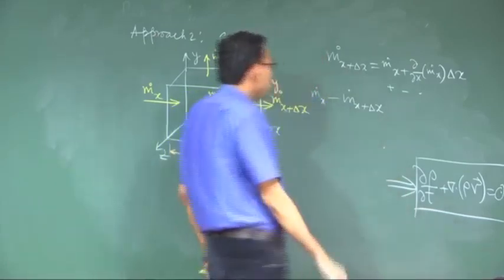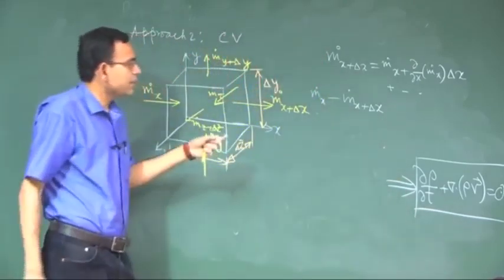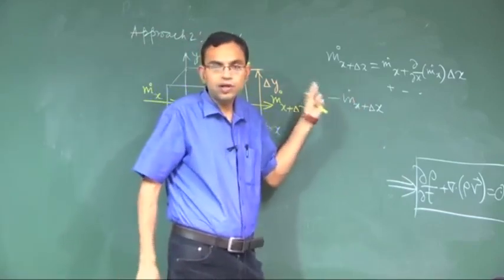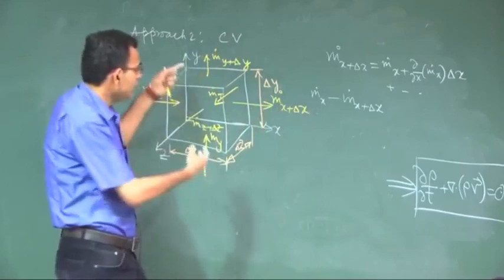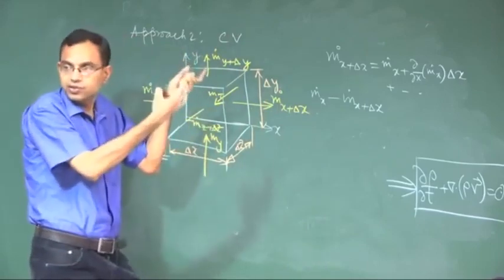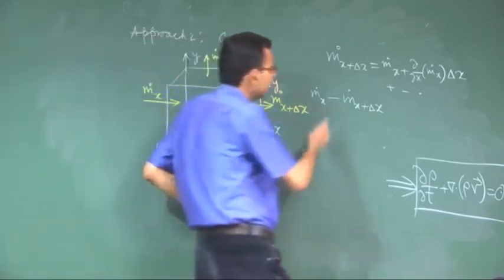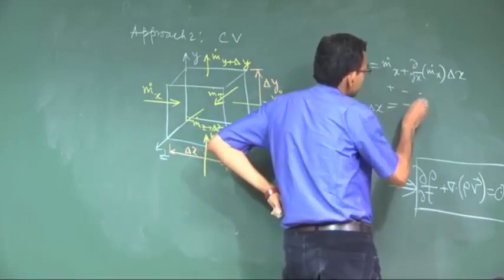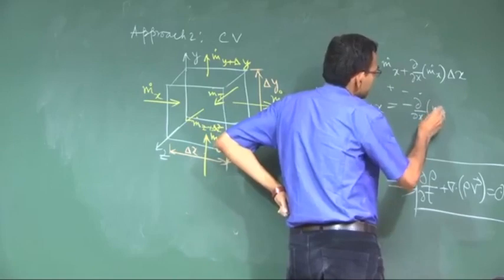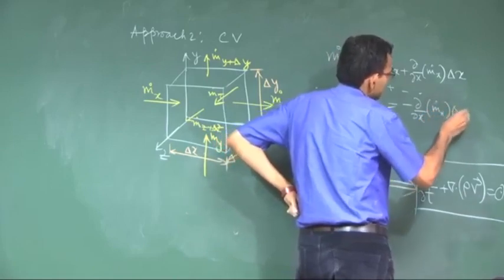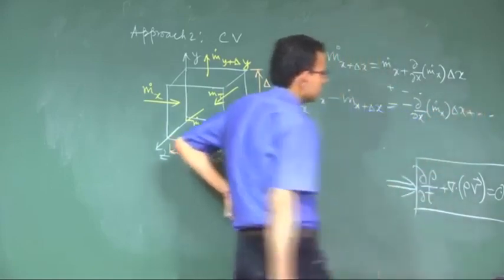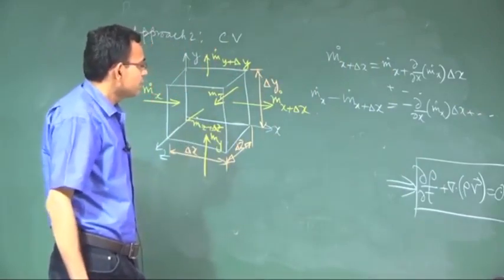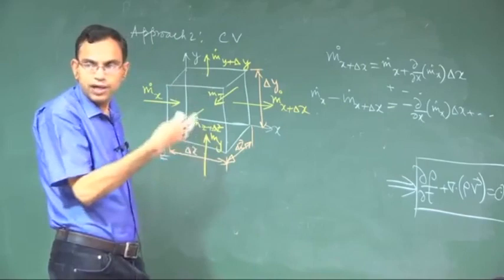But it is possible that this itself can be positive, negative or 0, because it all depends on what the mass flow rates are in the other directions also, that needs to be carefully considered. Similar expressions you can write for y and z.